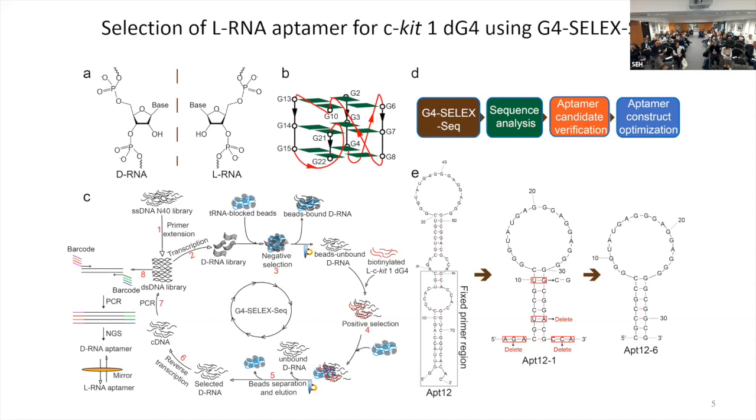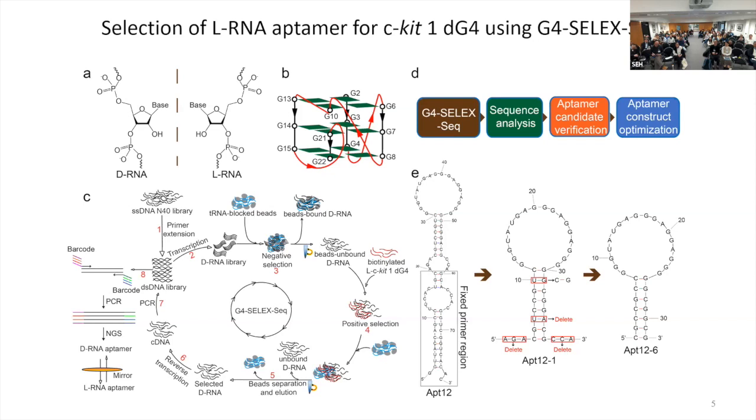Here I want to emphasize that in the previous selection method for L-RNA aptamer, people used Sanger sequencing, but Sanger sequencing has very low sampling. So if a non-specific sequence is highly enriched in the library, it's very hard to find the binding aptamers. At first, I also tried a few trials using Sanger sequencing, but I didn't get a binding aptamer. So later, I modified this selection method to use NGS, and finally I got a binding aptamer. So the whole process is G4 SELEX-seq, sequence analysis, aptamer candidate verification, and aptamer construct optimization.